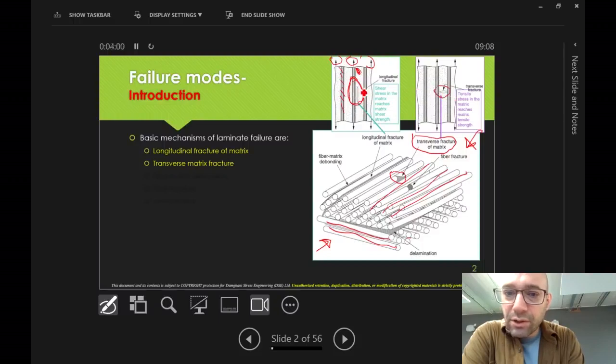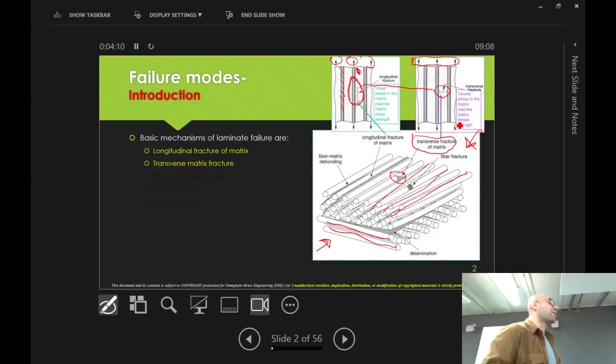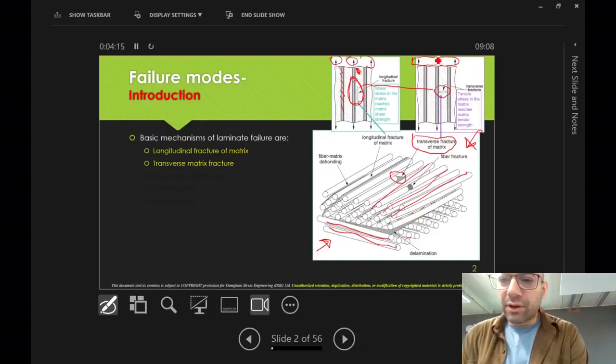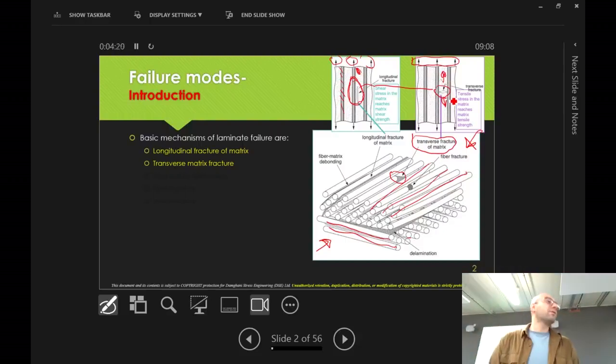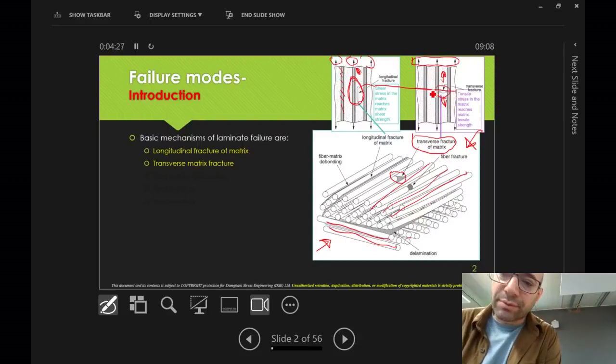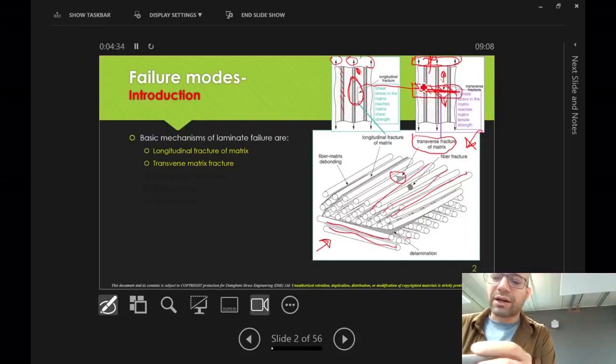Just compare these two, the longitudinal and the transverse and the loading direction. When the tensile stresses in the matrix reach matrix tensile strength, this happens, which is quite obvious. If you've got some tensile stresses in the matrix that is not strong enough, it's going to crack and open in the perpendicular direction. So this is perpendicular direction to the loading direction. So the loading is going vertically, the progression of that matrix cracking is horizontal.